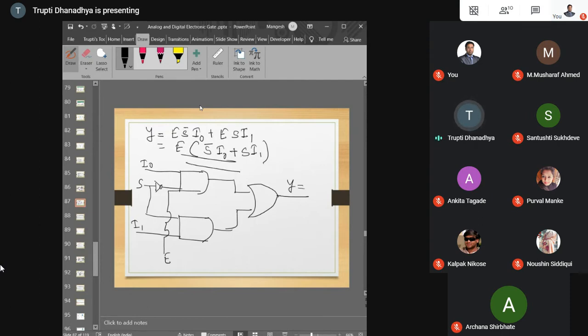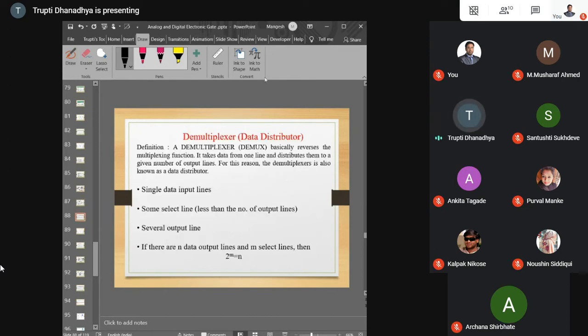So by implementing this type of equation, you can design the circuit diagram of a multiplexer or demultiplexer also. So that's it. Now please try to design a 4 to 1 or 16 to 1 or 8 to 1 multiplexer also by a similar procedure. Now, next is the demultiplexer.